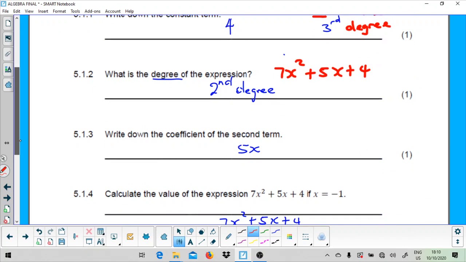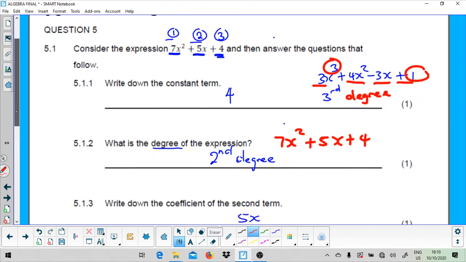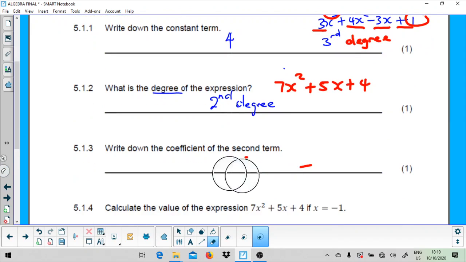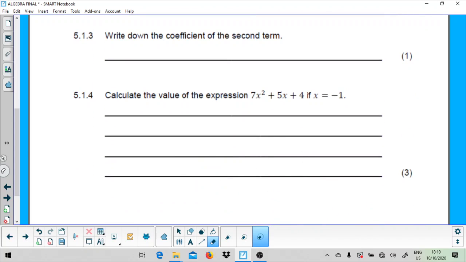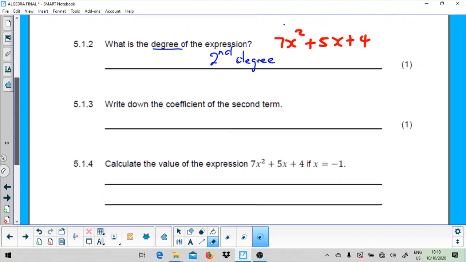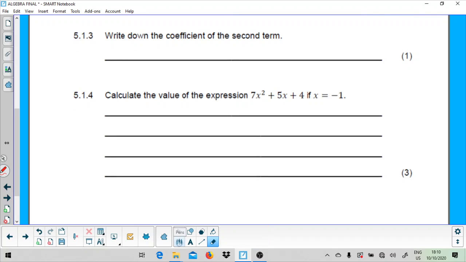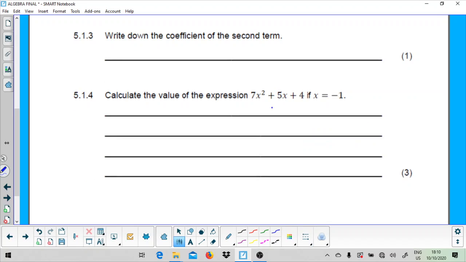So what do we have down here? Let's see quickly. Right, write down the coefficient of the second term. We have already written that part. I may have erased it. Right, let's write it right back. Okay, the second term is just 5.